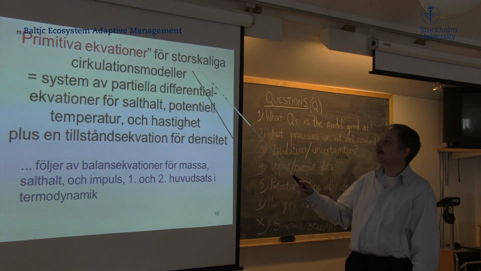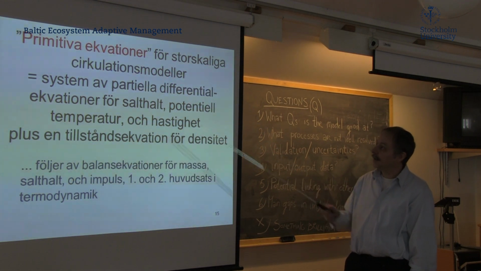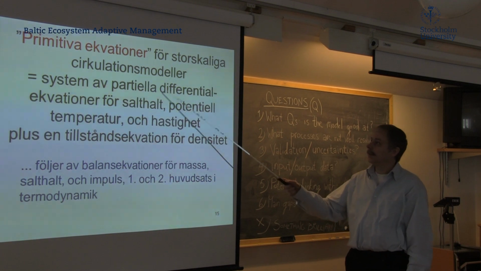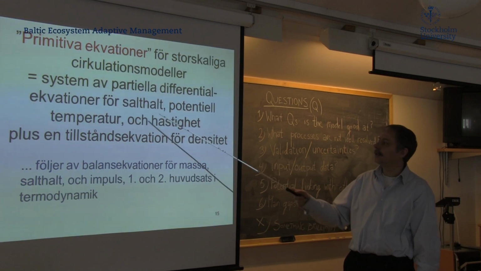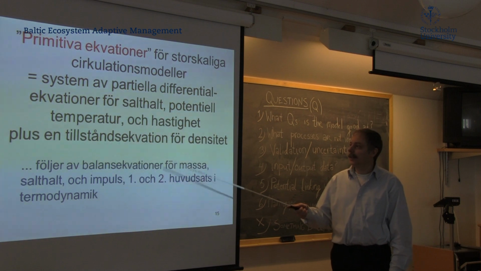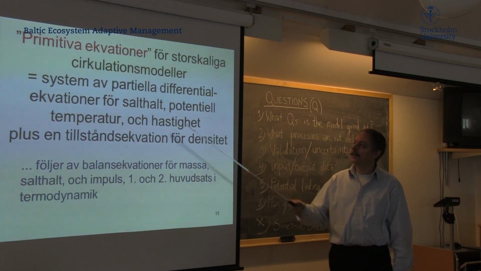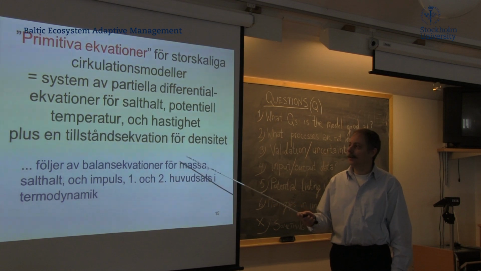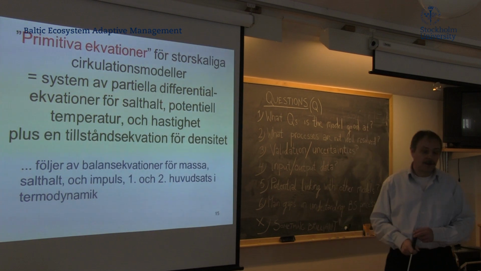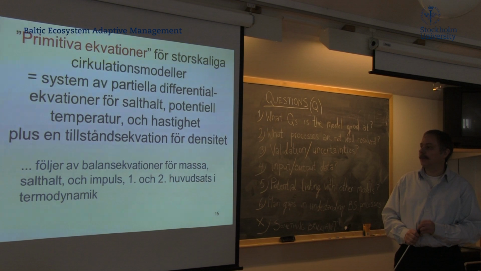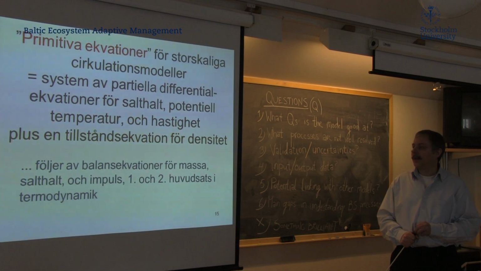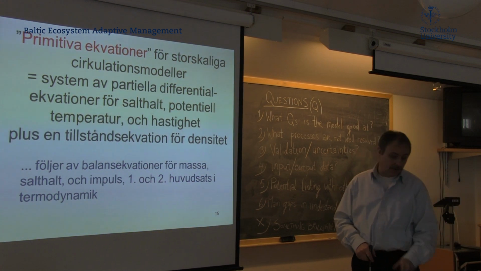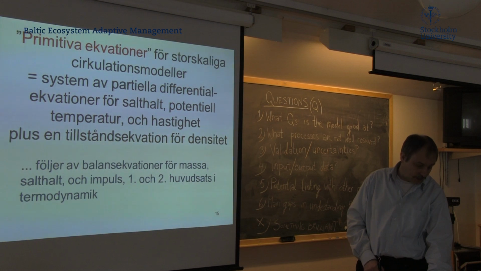So the primitive equations include, and this is really for the large-scale circulation models, a set of partial differential equations for the salinity, for the potential temperature, for the velocity, and for temperature and salinity are of course linked together by the density equation. These equations are simple consequences of mass balance, salinity balance, or the balance of matter, momentum, and the first and second thermodynamic law.